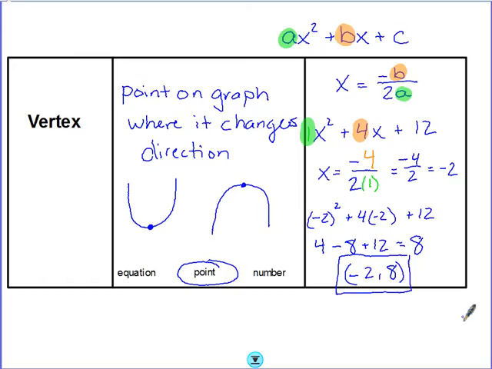And that is my final answer. Okay, so to find the vertex, we have x equals negative b over 2a. We're going to take the numbers from the equation and plug them in. That gives me the x-coordinate. If I plug the x-coordinate into the equation, then I get the y-coordinate.